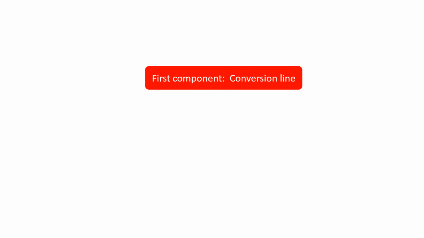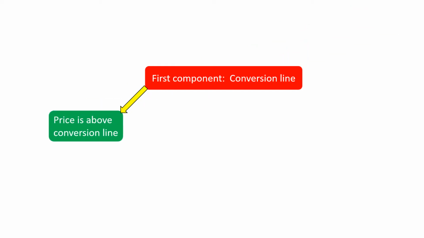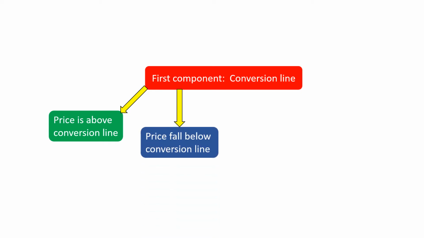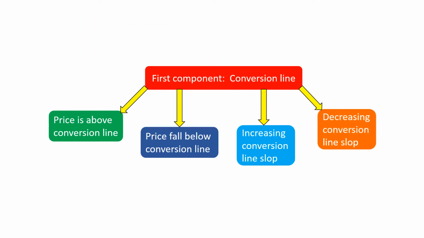The first component, the conversion line known as Tenkan-sen, is indicated in the graph with the blue color. Price above the conversion line indicates a short-term uptrend momentum or buy signal. Price falling below the conversion line indicates a short-term downtrend momentum or sell signal. An increasing conversion line slope indicates the price is going upward. A decreasing conversion line slope means the price is going downward.